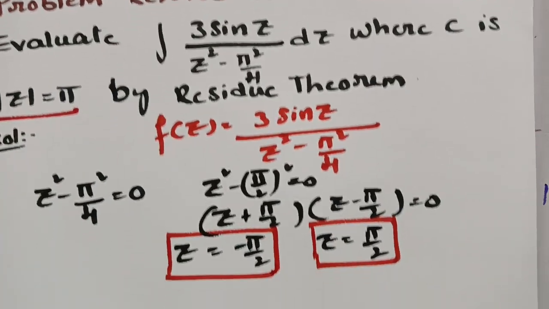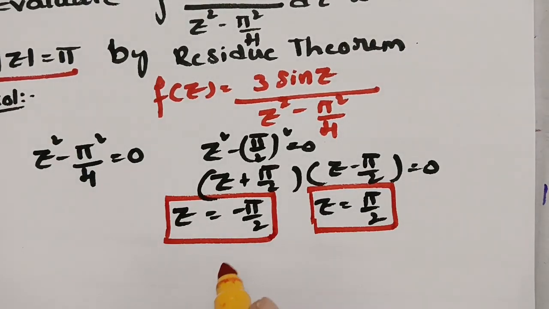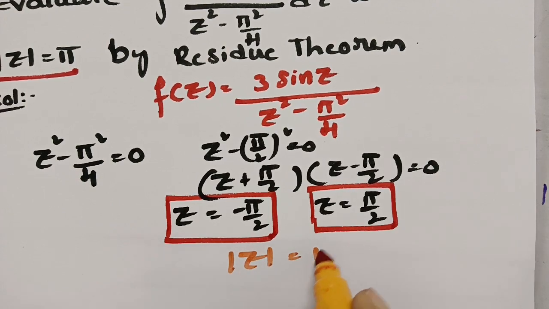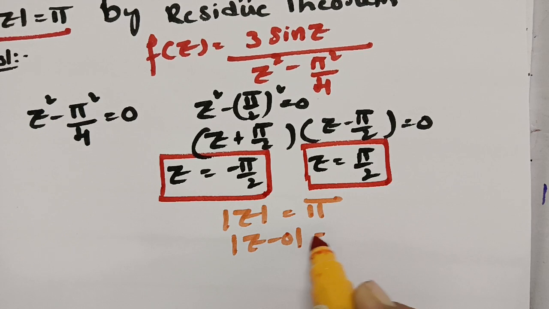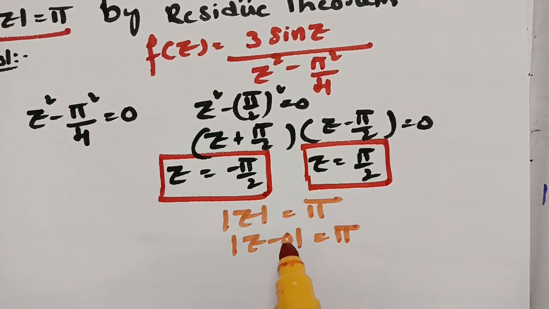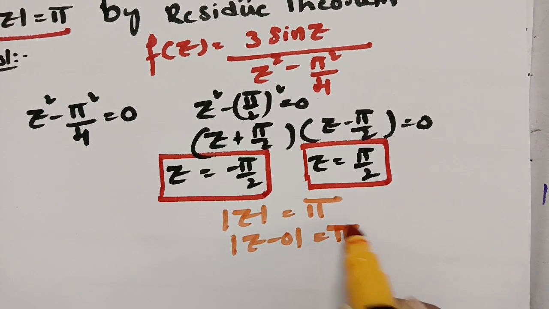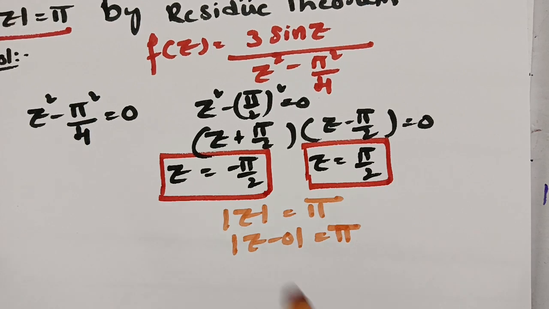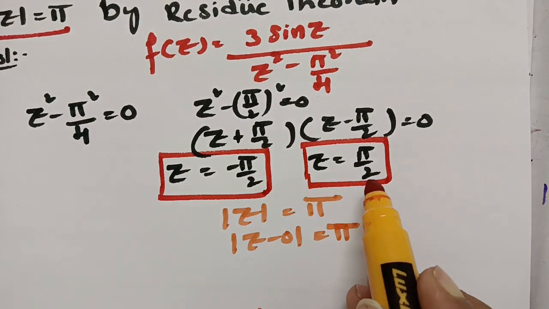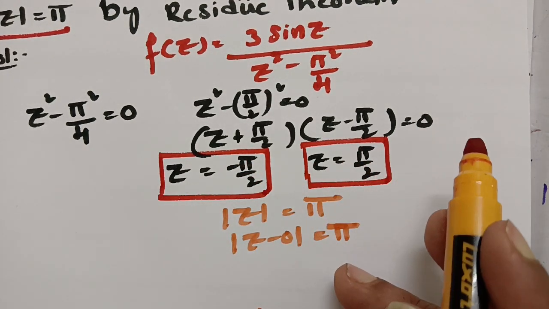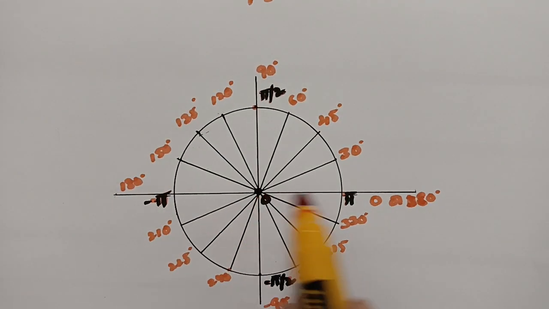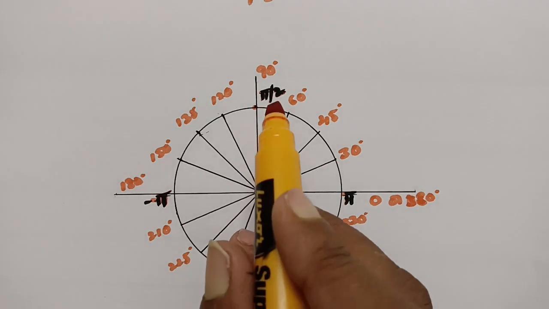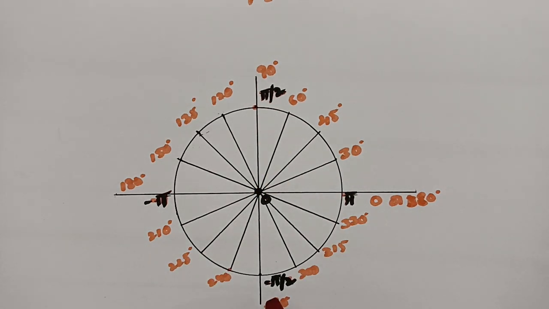Here the circle is given as |z| = π, which means |z − 0| = π. So we have to draw a circle with center 0 and radius π. We have to check whether −π/2 and +π/2 are within, on, or outside the circle. So this is a circle with center 0. This is π, this is −π, this is π/2 and this is −π/2.